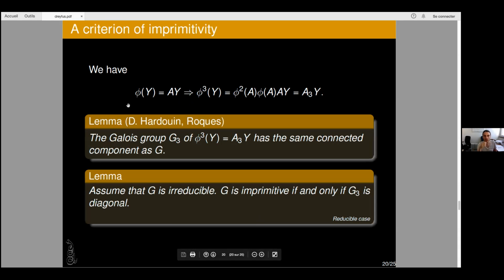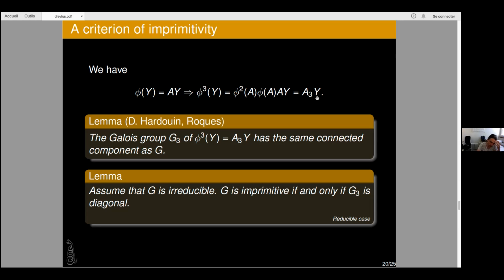Okay. So now to consider the imprimitivity, I need another criterion. If I consider the system, I may iterate it. I consider phi(y) = Ay, and I may apply phi on both sides of this equality 2 times. If I apply it 1 time, I will have phi^2(y) = phi(A) phi(y), and I replace phi(y) by Ay. So I find phi(A) A y. And if I apply phi another time, I find this system. So let me call A3 this system.